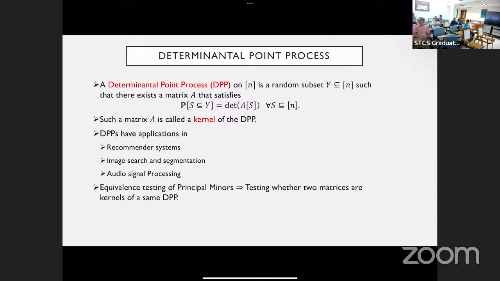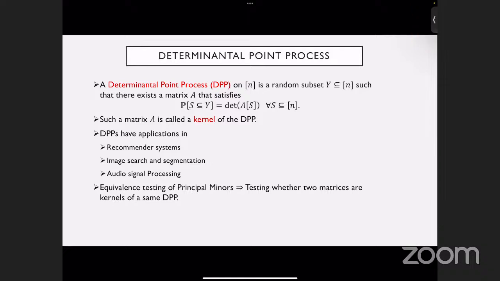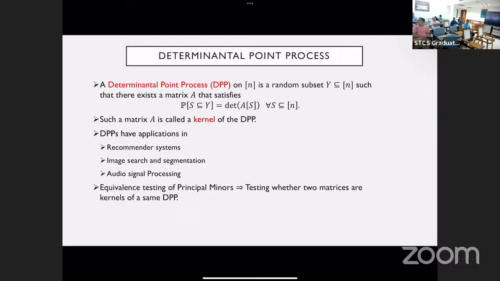But my point was that this function, the determinant of A_S, may not even be monotone decreasing in S. That's why we say that there exists such a matrix A. It has some properties based on its eigenvalues lying between 0 and 1. Some properties have to be satisfied by the matrix to be a kernel of a determinantal point process. And you are saying that the similarity matrix that you're talking about satisfies all those properties? Yes.